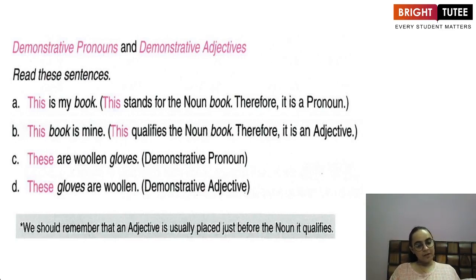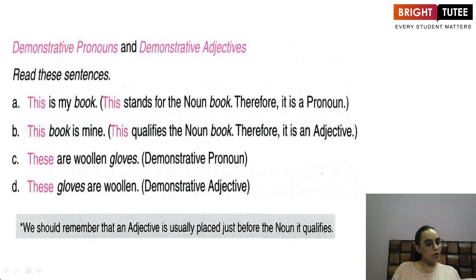How to identify between a pronoun and an adjective? It depends upon the position of the noun. We ought to remember that a pronoun is used in place of a noun and therefore it will not have a noun next to it. On the other hand, an adjective is used to modify a noun. Therefore, it will have a noun next to it. Let us look at the examples.